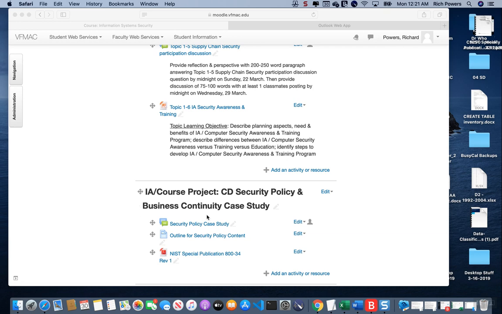plan. One of the things I also want to look at this week is NIST Special Publication 834. All right, so let's take a quick look at that.